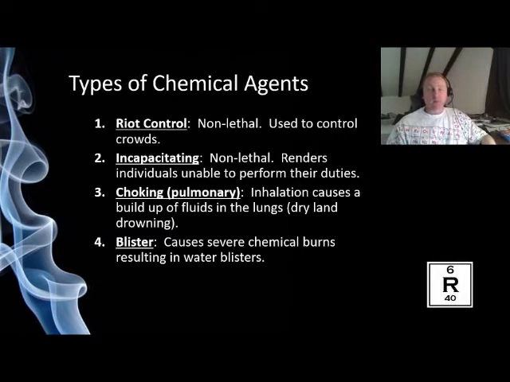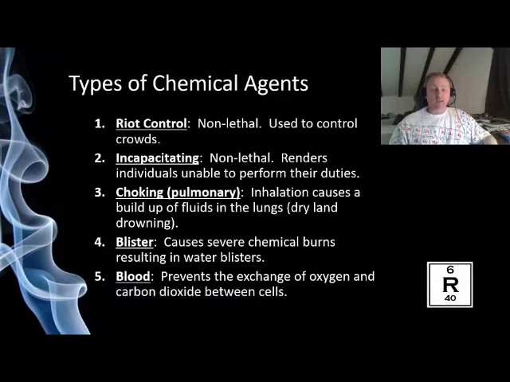The fifth is blood agents. Blood agents prevent the exchange of oxygen and carbon dioxide between cells. And the last one we're going to talk about is nerve agents. Nerve agents prevent muscle control, and we'll get into how that works as well. So let's first talk about those riot control agents.